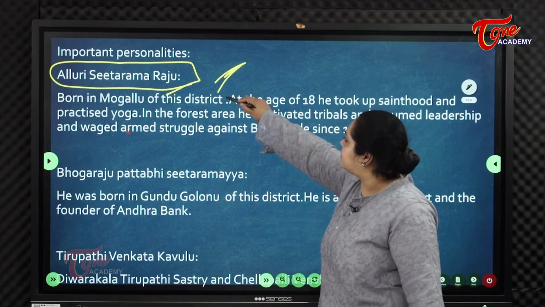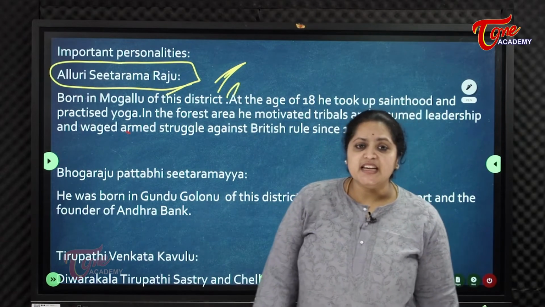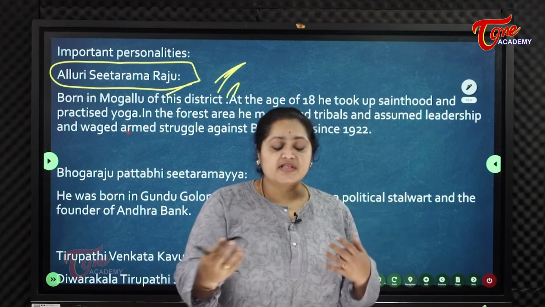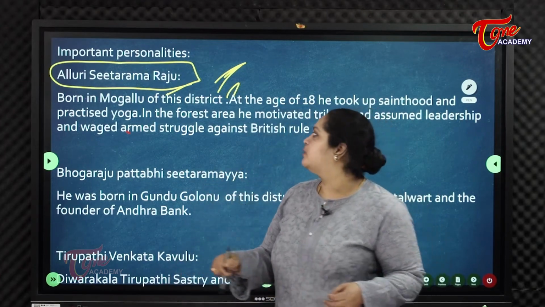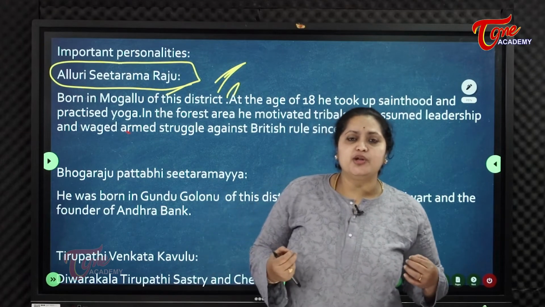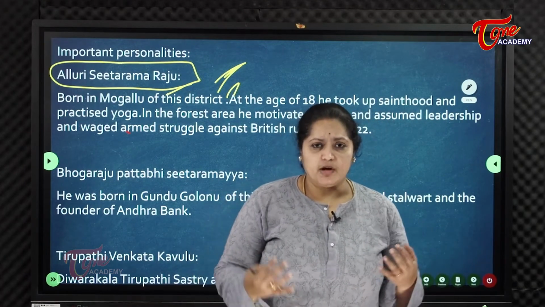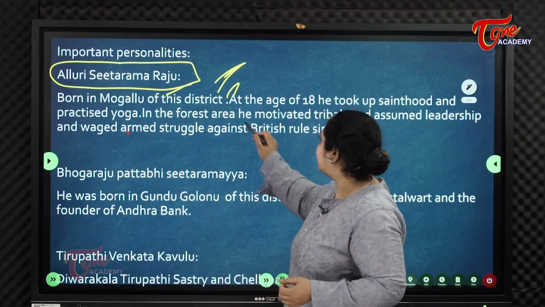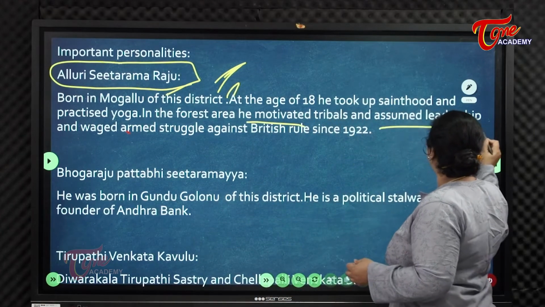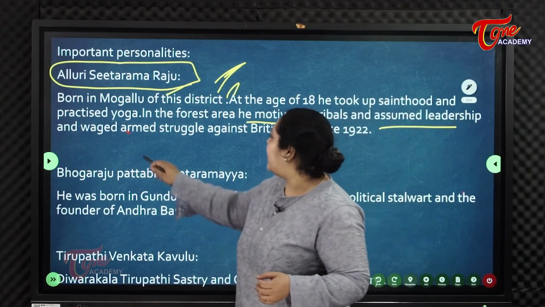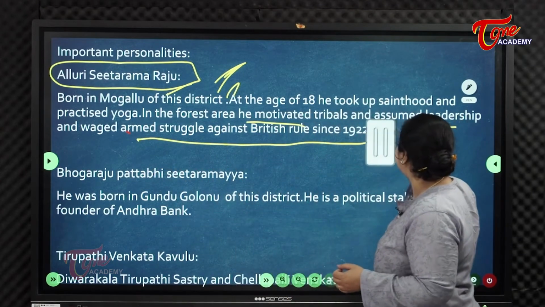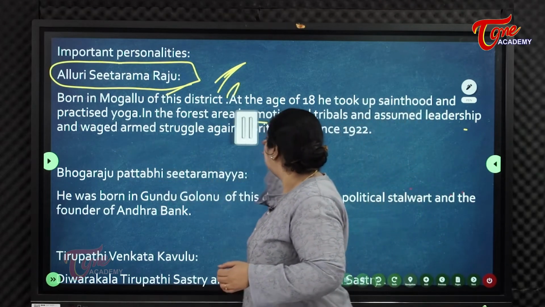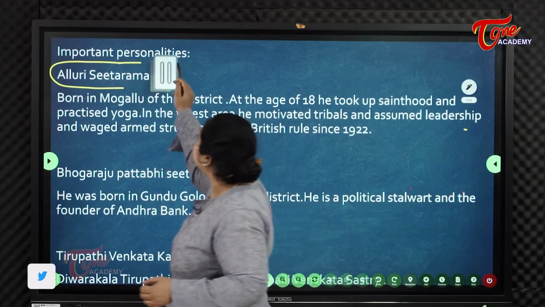Of this district only. At the age of 16 only, he took sainthood and started practicing yoga. At a very tender age, he became a saint or sage, and started practicing yoga. In the forest area, he motivated tribals, assumed leadership and waged armed struggle against British rule since 1922. There were many armed rebellions by Sri Alluri Sitaramaraju.